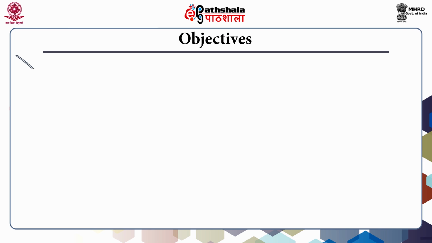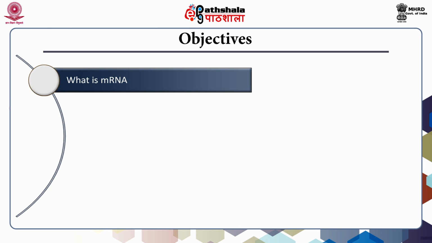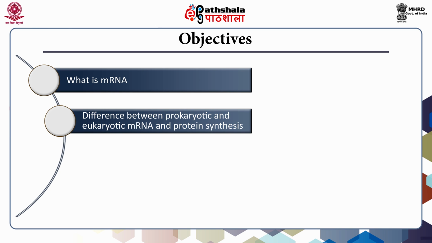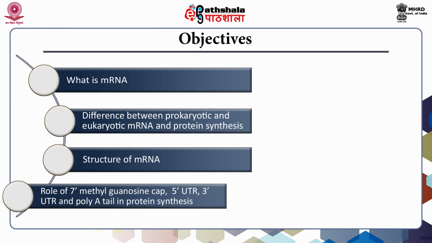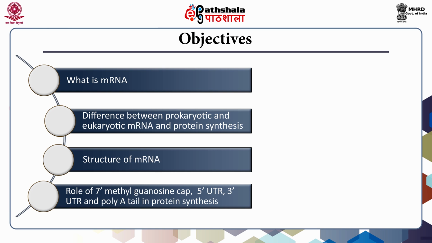The objective of this lesson is to understand what is mRNA or messenger RNA. We will also learn in this chapter the difference between prokaryotic and eukaryotic mRNA and protein synthesis. We will also look into the structure of mRNA and the role of the 7-methyl guanosine cap, 5' UTR, 3' UTR and poly A tail in protein synthesis.